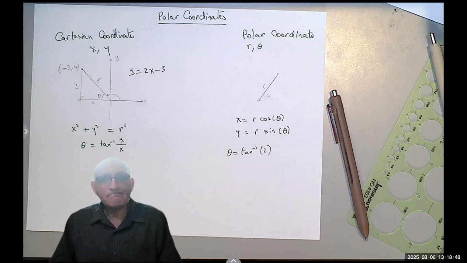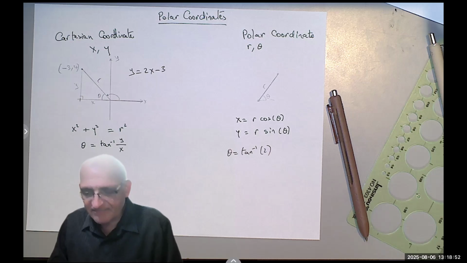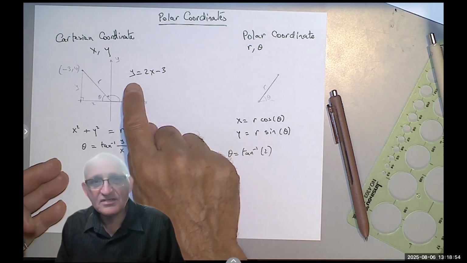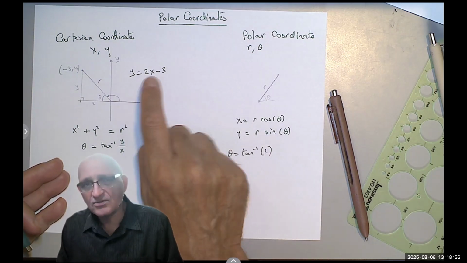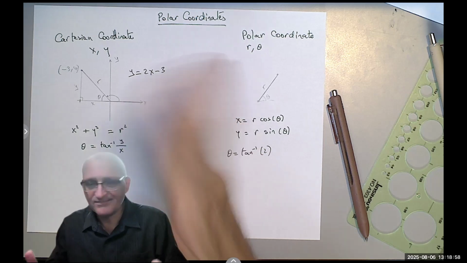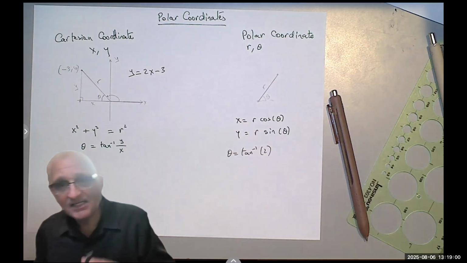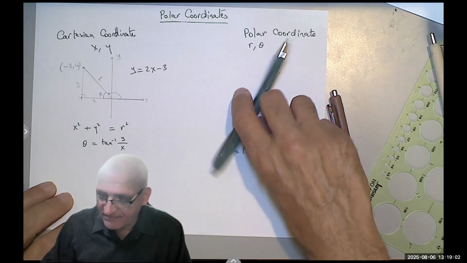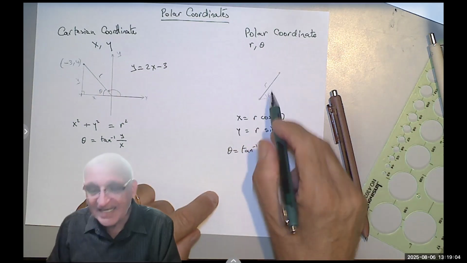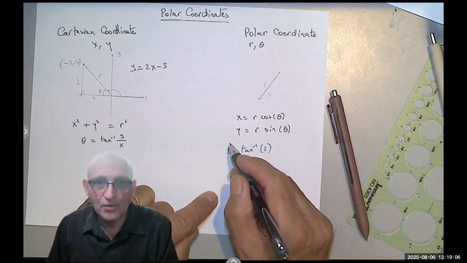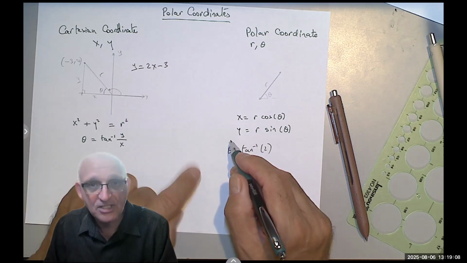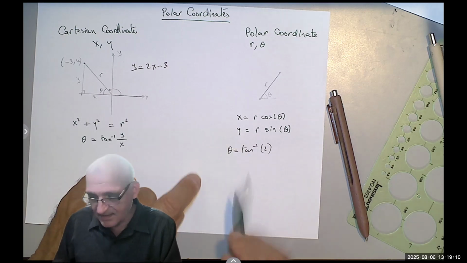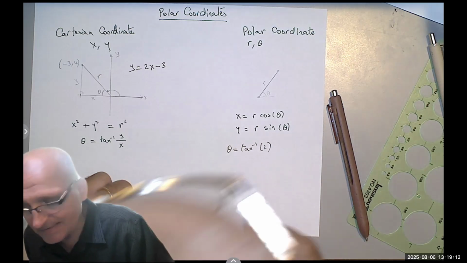Again, you could have said r cosine theta equals 2, or r cosine theta equals 3, but there is no reason for that. A line is very simply, you just specify the angle. Notice that this is a line passing through the pole, or passing through the origin. That's the equation of that line.